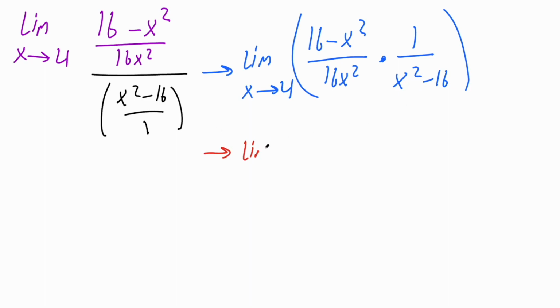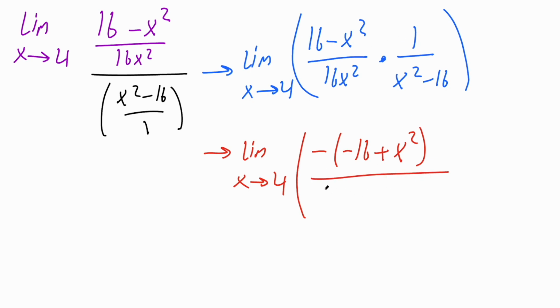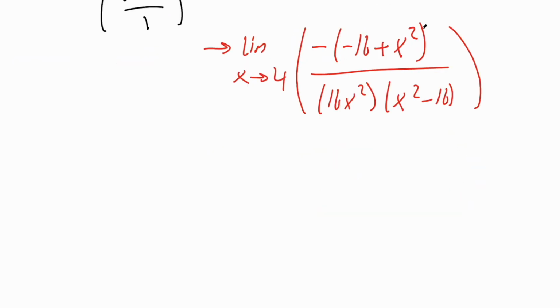We could say we have the limit as x approaches 4, parentheses. We could say we have negative parentheses, negative 16 plus x squared. Think about it. Negative times a negative is a positive, so positive 16. Negative times a positive is a negative, so negative x squared. And you're multiplying by 1, so there's no need to put that. Divided by, we have parentheses 16x squared, close it, times x squared minus 16, close it, close it. So we're saying that this piece and this piece are identical, so we can cancel it out.